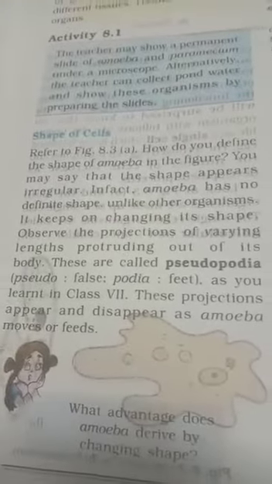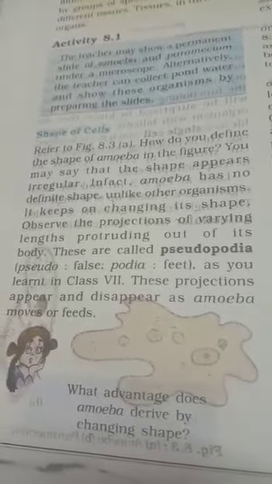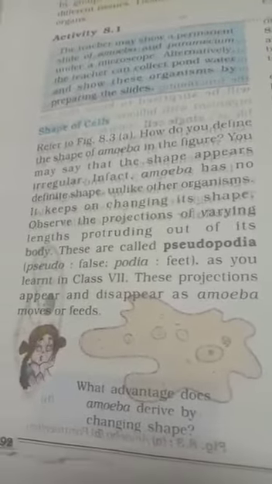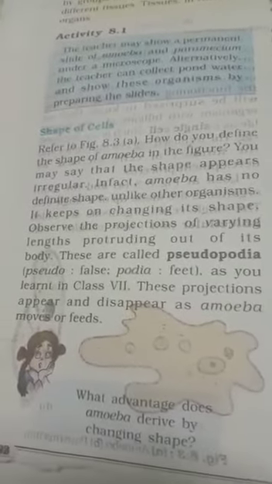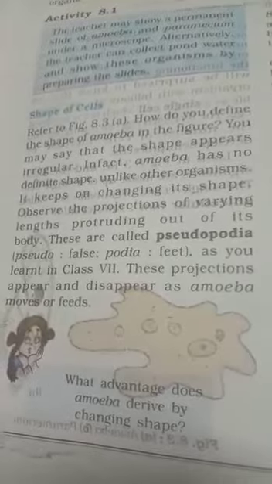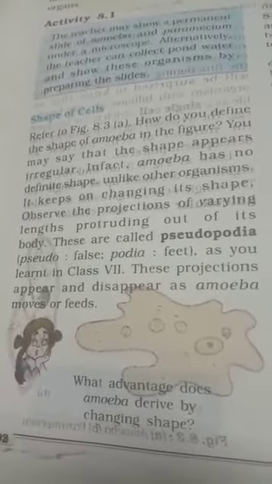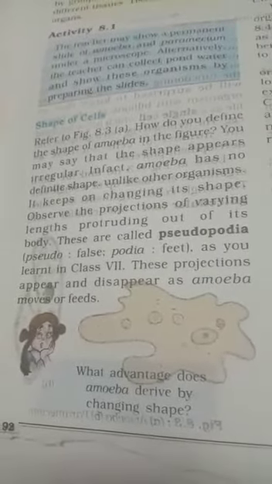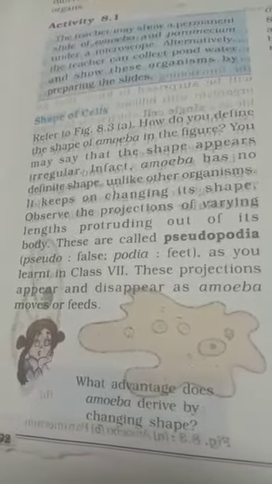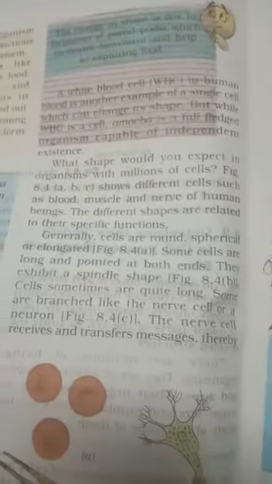Pseudo means false, and podia means feet. So, as we discussed in the previous class 7, the projections appear and disappear as the amoeba moves or feeds. The projection changes the shape, and by that it moves from one place to another.